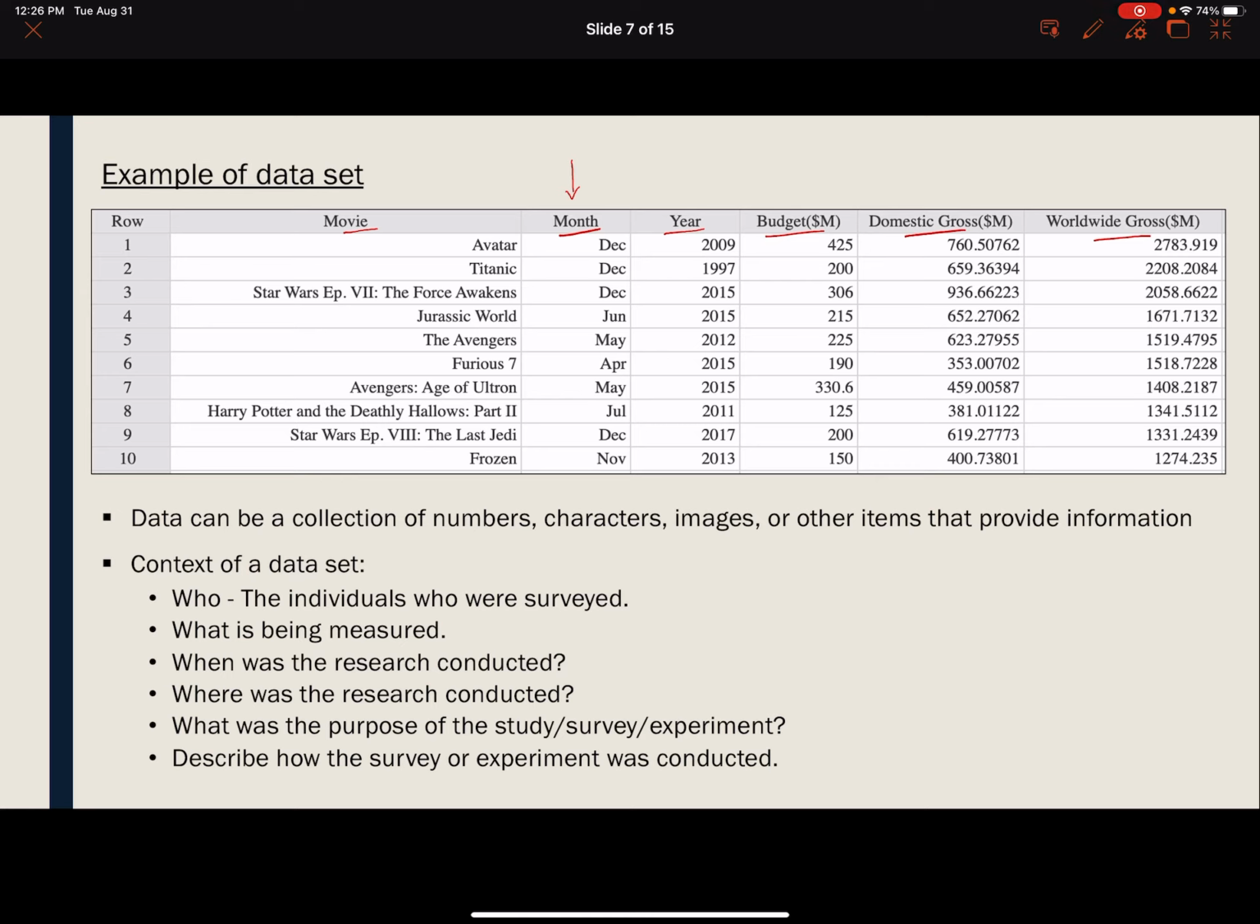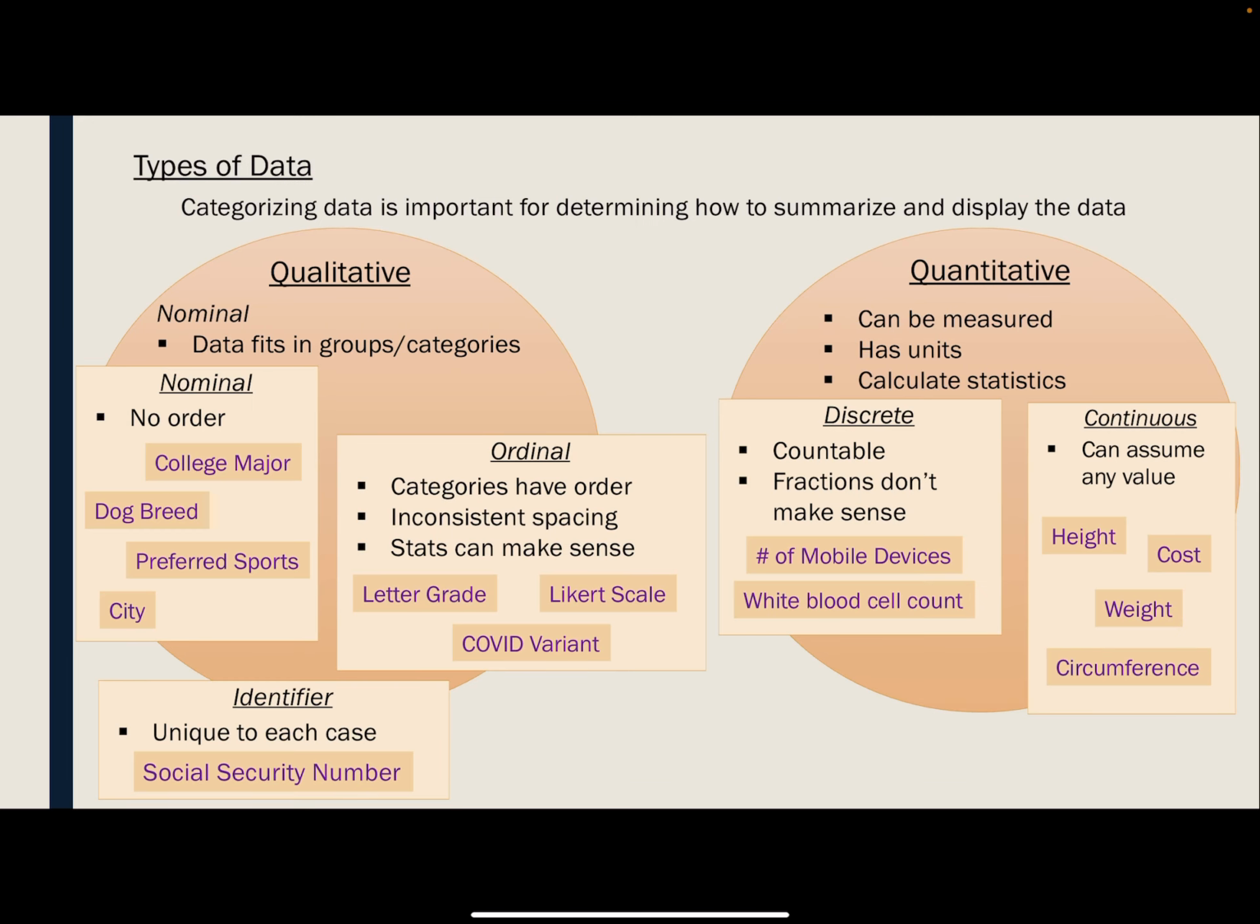Or we could talk about quantitative. And quantitative are variables that have a measurement to them and a unit to them. So something like budget would be a quantitative. So this would be a good example of qualitative, and this would be a good example of quantitative. So talking more about each one of these, because we have subcategories to both qualitative and quantitative.